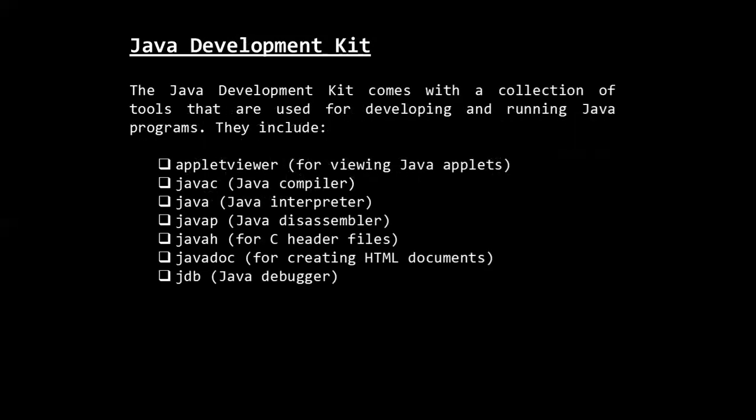Java Development Kit. The Java Development Kit comes with a collection of tools that are used for developing and running Java programs. They include Applet Viewer, for viewing Java applets. Javac, Java Compiler. Java, Java Interpreter. Javap, Java Disassembler. Javah, for C header files. Javadoc, for creating HTML documents. JDB, Java Debugger.